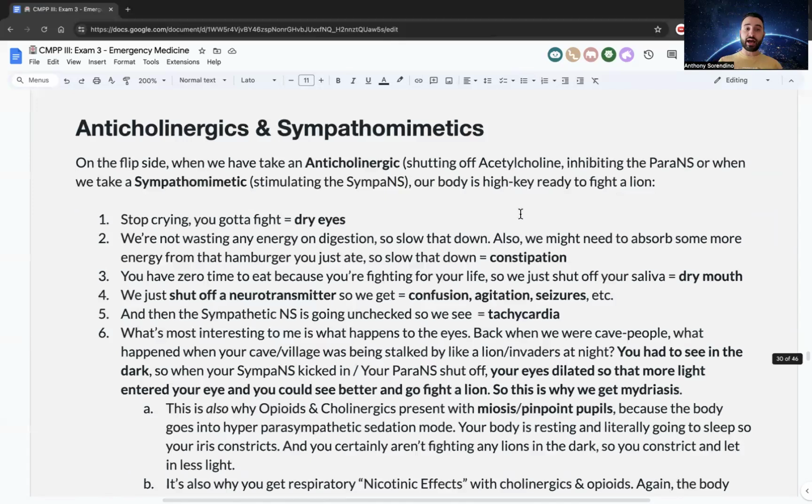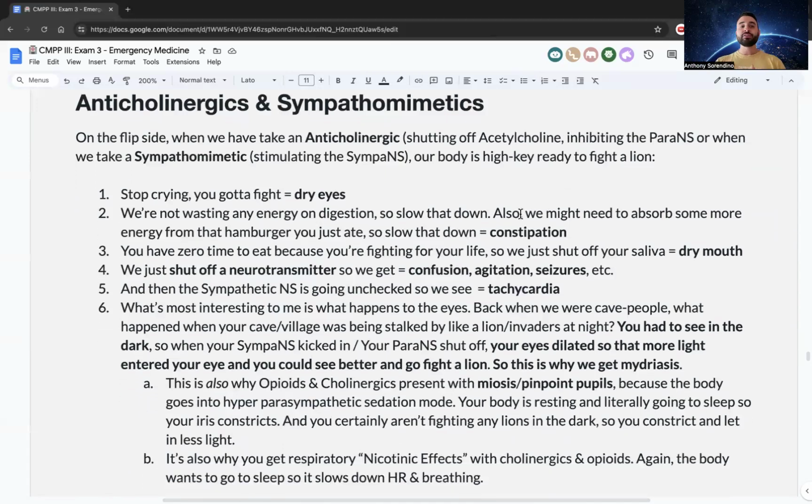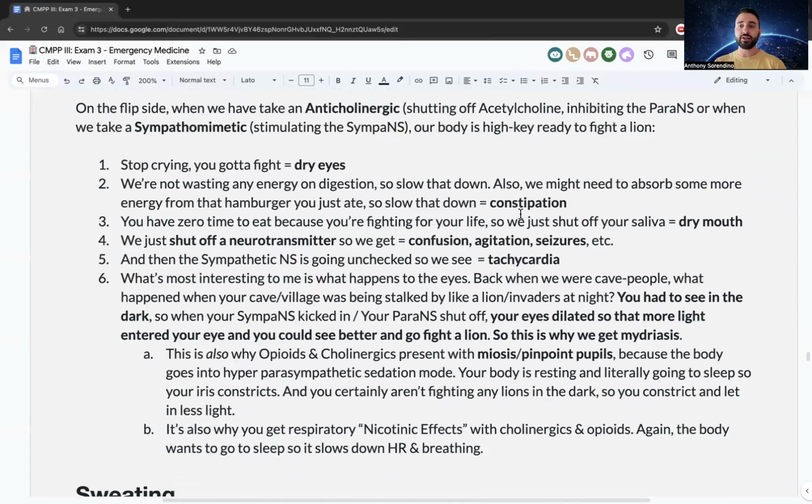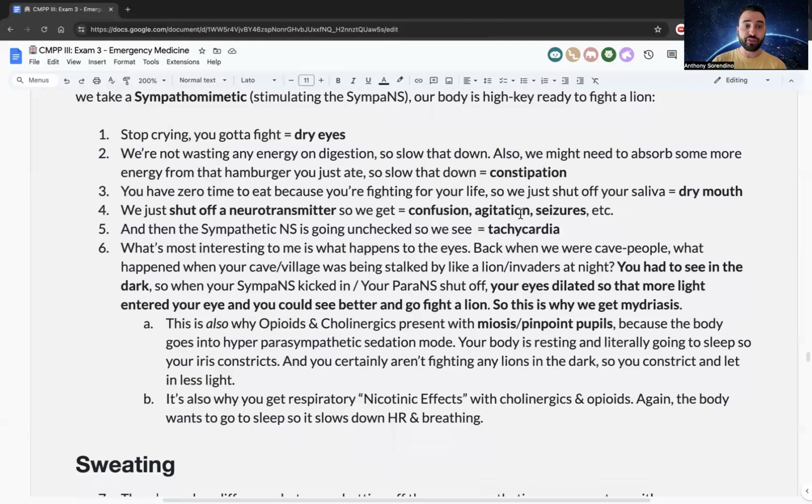Now, on the flip side, when we talk about a sympathomimetic or an anticholinergic, and you think about why the presentation of these looks so similar, and then we'll talk about serotonin syndrome as well. So it's, yes, stop crying. You're about to fight somebody. So you get dry eyes, right? We're not going to waste energy on digestion, constipation. You're not eating right now because you're fighting a lion. So you get dry mouth.